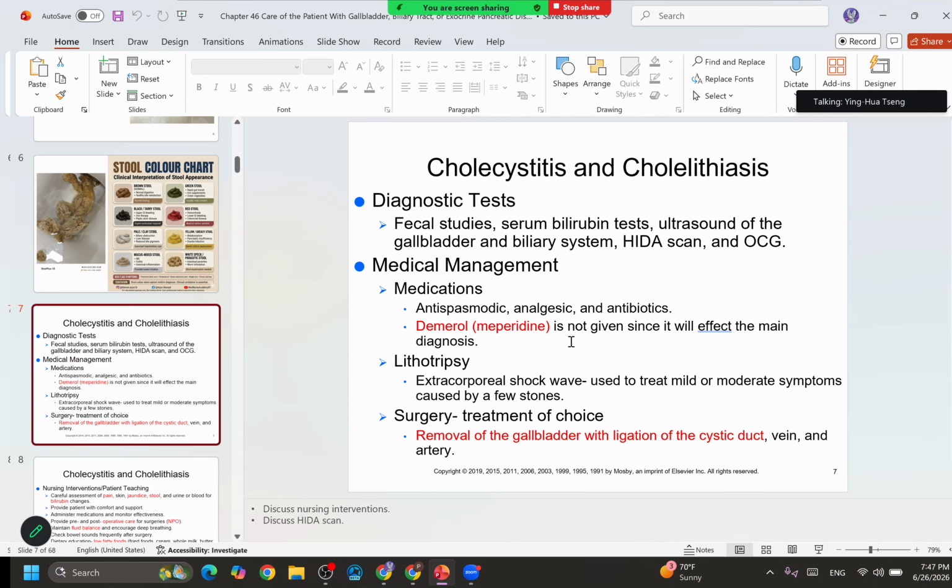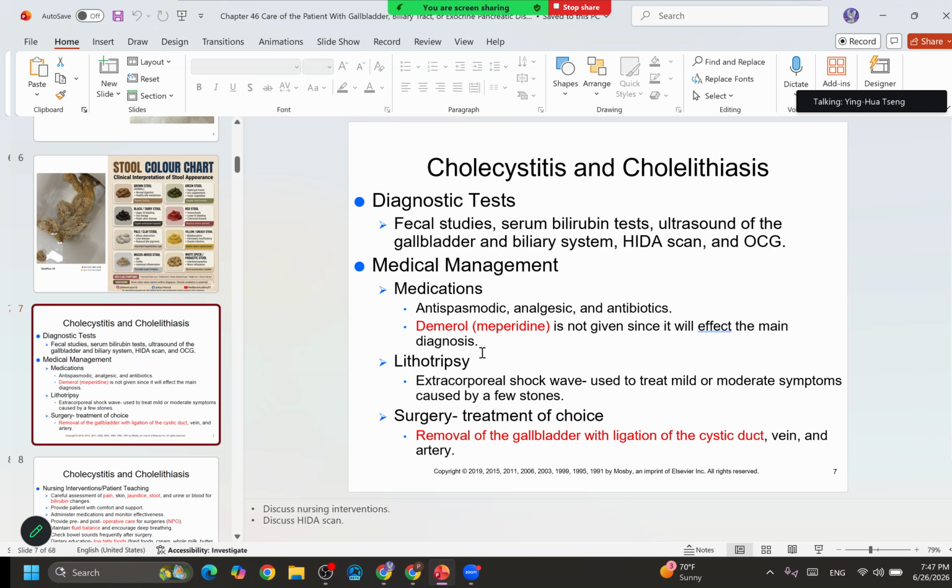Right? We're waiting for some diagnosis then, right? But unfortunately, if you give Demerol, this medication is so good that the patient will be knocked out, so relaxed in all the smooth muscle in your abdominal area. That's what makes it hard for the doctor to reach the correct diagnosis. So this is the reason why we don't give Demerol anymore: it affects the main diagnosis.